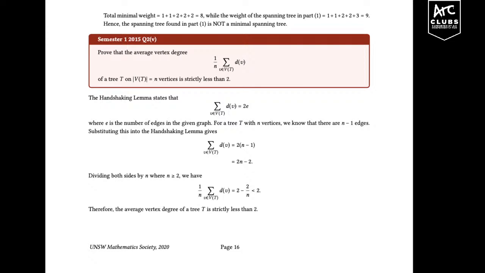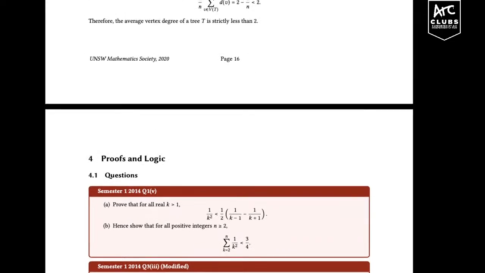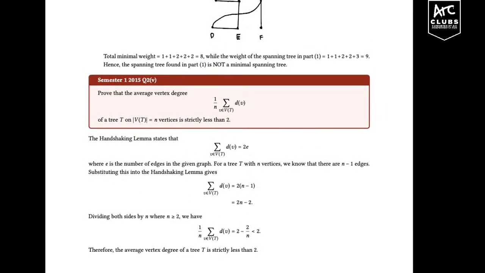For these types of questions, again, it's very important to know your definitions. For example, knowing that a tree with n vertices has n minus 1 edges is a crucial part in this question, and also knowing what the handshaking lemma is. And I think that is all for today.